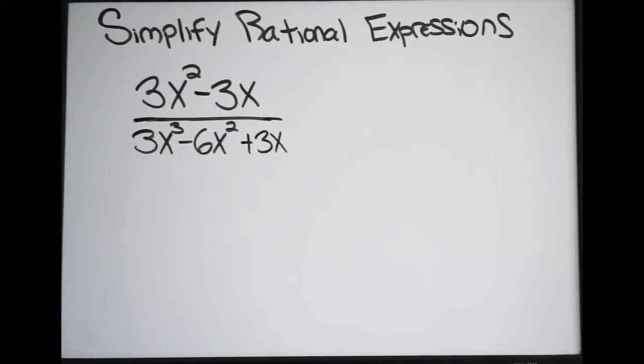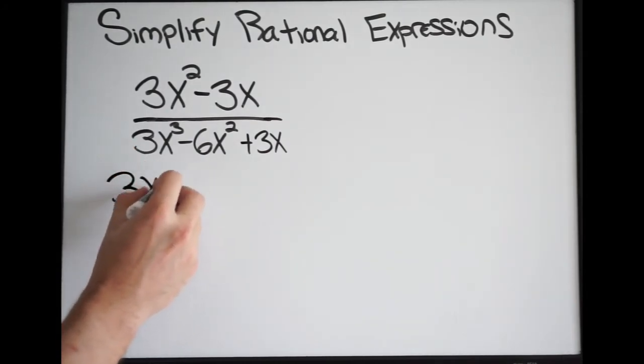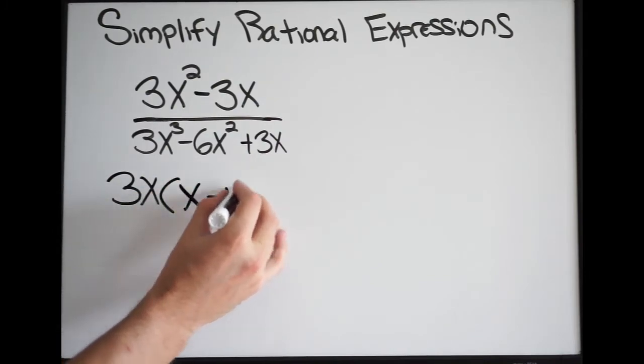So when you're trying to simplify rational expressions, you want to first try and factor both the numerator and denominator. By doing this, you may have some factors that you can cancel out, and that will help in the simplification process, right? So starting on my numerator, it looks like I can pull out a 3x. So just rewriting the numerator, we're going to have 3x, and then in parentheses, we're going to have x minus 1.